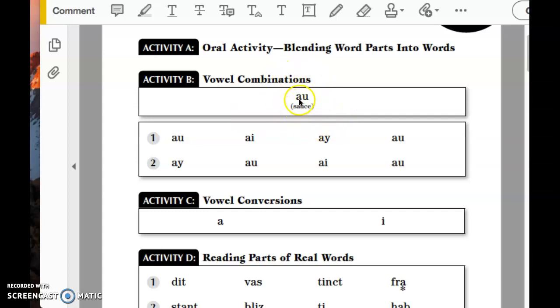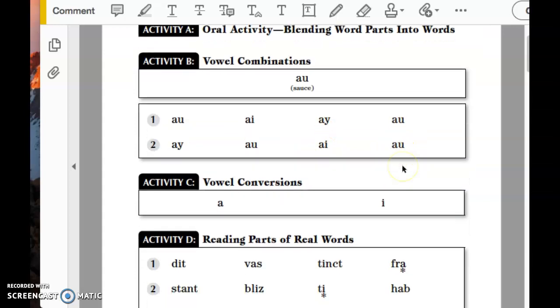Look at the letters AU. These two vowels get together and say the sound ah. Say the sound again. What sound? Ah. Now let's look at line 1. What sound? Ah. A. Ah. A. Ah.